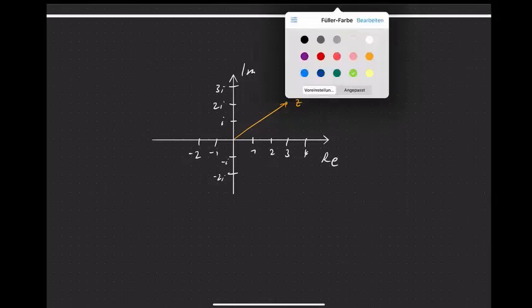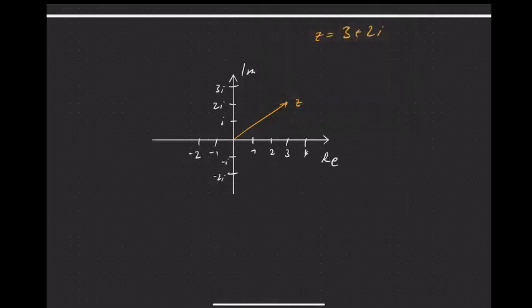You can easily see the absolute value of that vector. That is precisely how long that vector is. So this length here, that's the absolute value of Z.